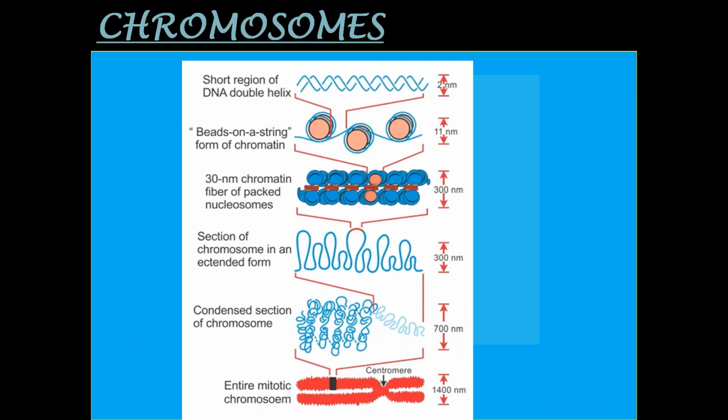So this is the summary of what we have discussed just now. It is a short region of DNA double helix having a diameter of 2 nanometer. Then comes the beads on a string form of chromatin having a diameter of 11 nanometer. Then comes the 30 nanometer chromatin fiber of packed nucleosomes. A section of chromosome in an extended form has a diameter of 300 nanometer, a condensed section of chromosome has a diameter of 700 nanometer, and the entire mitotic chromosome has a diameter of 1400 nanometer, as you can see in this diagram.